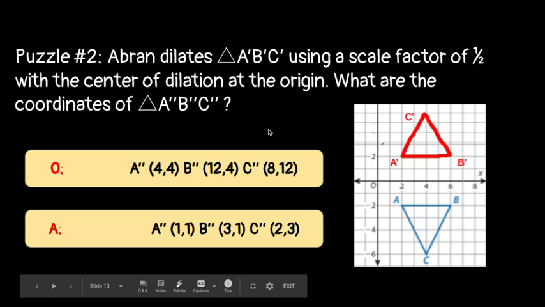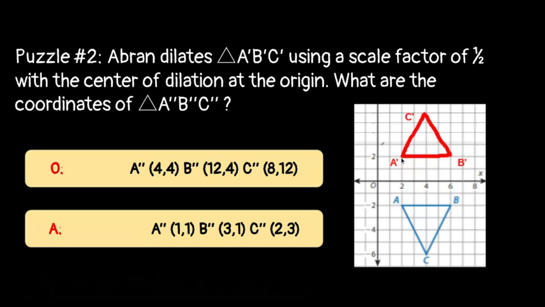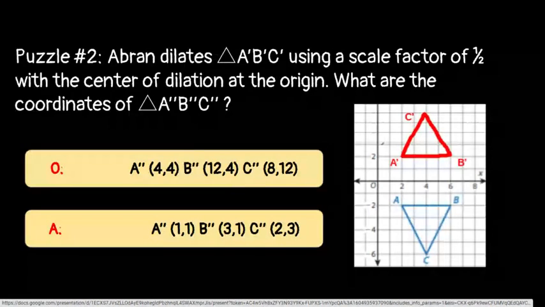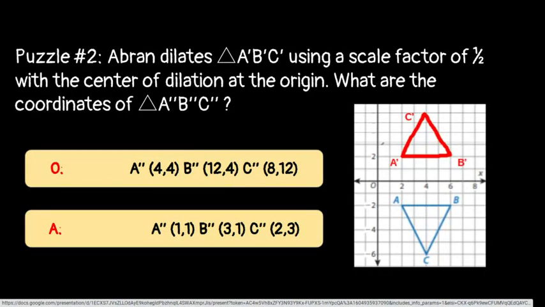Next we have puzzle 2 here. So we see that our new triangle A prime, B prime, C prime is using a scale factor of 1/2 with the center of dilation at the origin. So we need to find the coordinates of our next triangle, A double prime, B double prime, and C double prime. So again, when we're given a scale factor, how do we find the new coordinates?